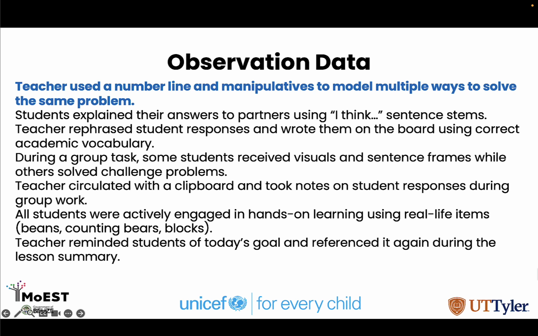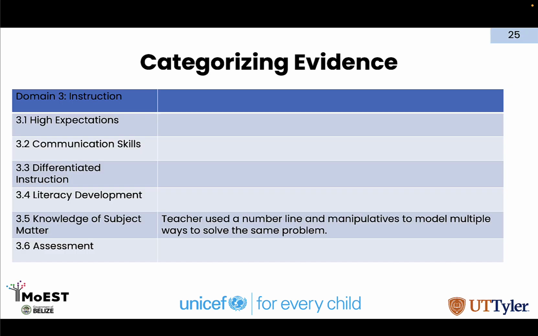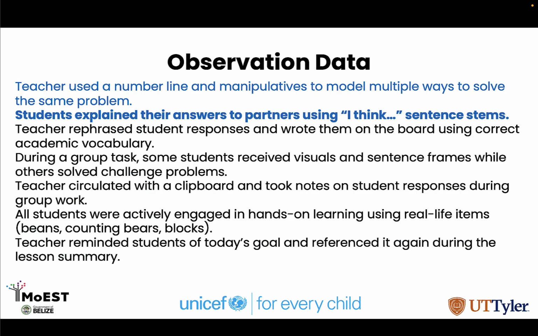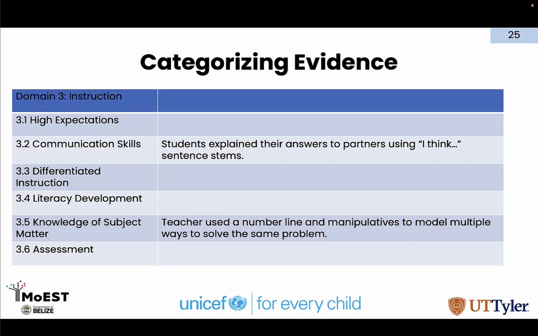The first statement I have is the teacher used a number line and manipulatives to model multiple ways to solve the same problem. I look through domain 3 performance indicators and I know that using number line and manipulatives to model ways to solve the same problem requires knowledge of the subject matter. So that's a piece of evidence documenting that the teacher understands the subject matter that she's teaching. Then we have students explain their answers to partners using "I think" sentence stems. We know that relates to communication skills, that students are actually speaking in complete sentences, and there's communication between the teacher and the students. So I put that statement under communication skills.